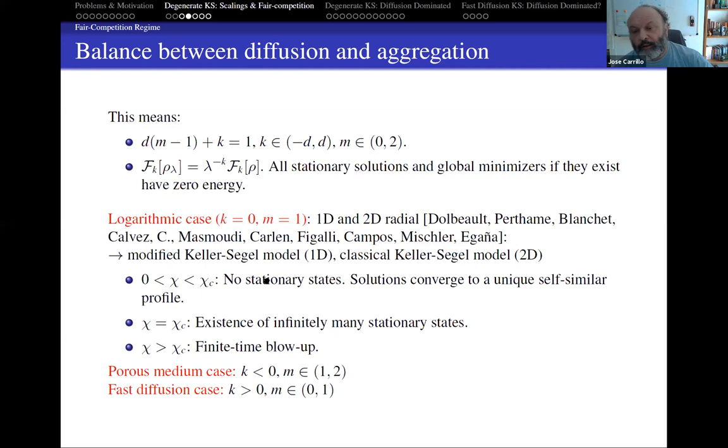So very similar to what happens in the classical Keller-Segel case. When chi is greater than chi c, what you can show is that you can find initial data for which there is finite time blow up of classical solutions. And if chi equals chi c, because of the homogeneity and the structure of the functional, you can show in fact that there are infinitely many stationary states. The stationary states are given by a one-parameter family of solutions that are obtained from a given profile by doing a certain transformation.